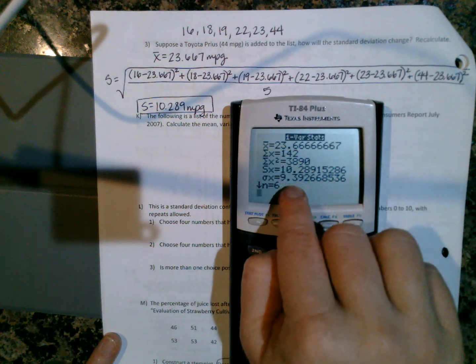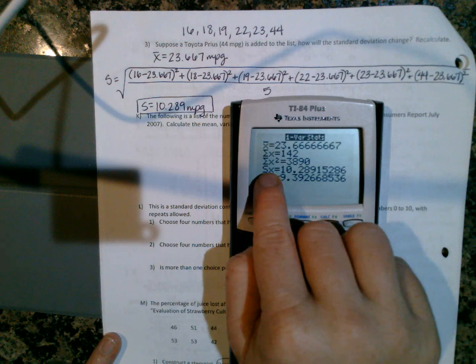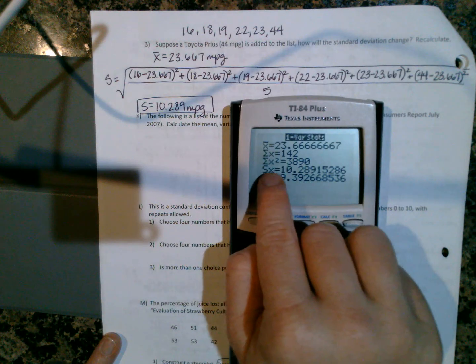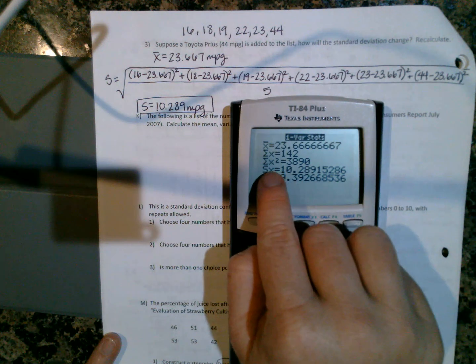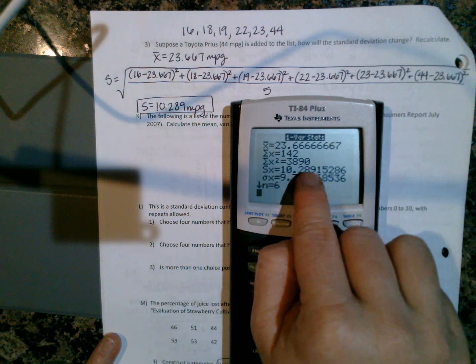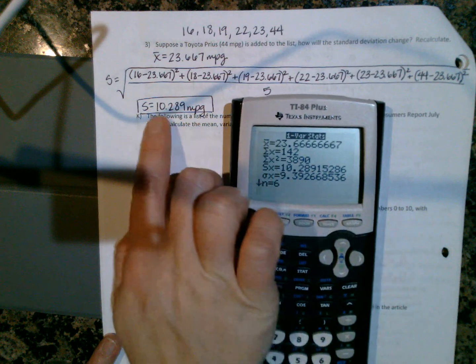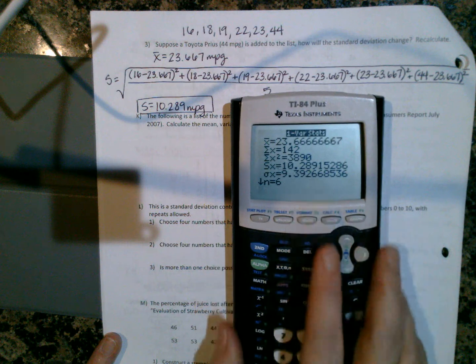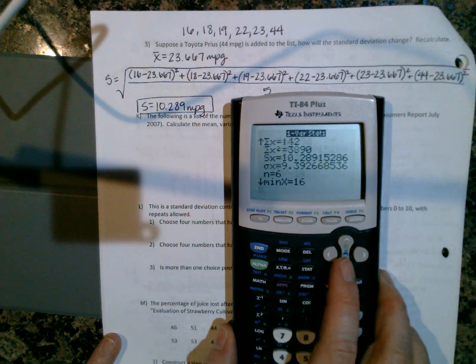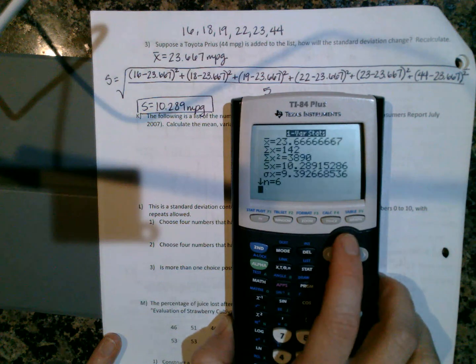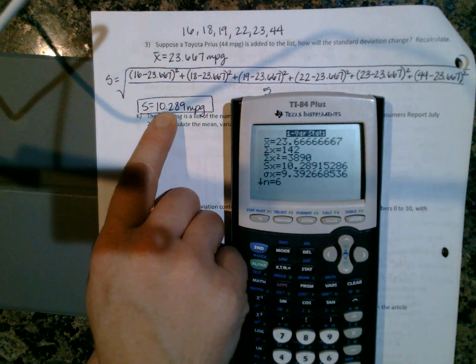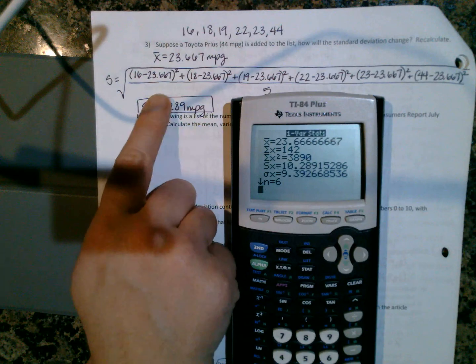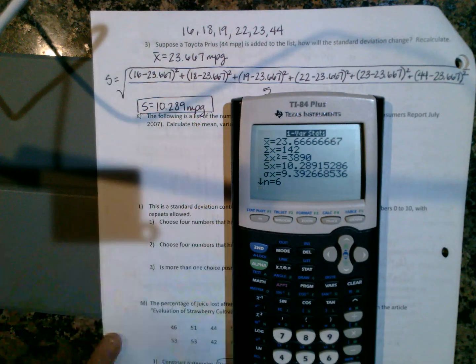There's a few other things that we could talk about, but primarily we want to look at this fourth one in the list. It says S of X, which is our standard deviation, 10.289, which is exactly what we got when we did it by hand, okay? Calculator does not give you variance. If you need the variance from the standard deviation, you'll just square this value to get back to variance. It's kind of working backwards in the formula, okay?